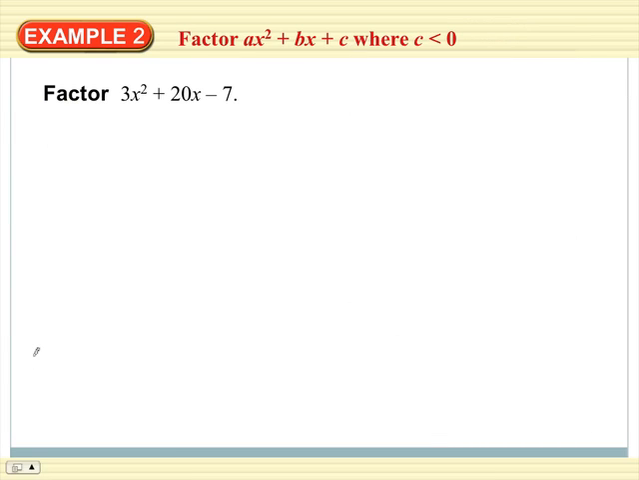Let's see. Right here. Example 2. 3x squared plus 20x minus 7. You try that one. Okay. Here we go. I'm going to teach you a new method.